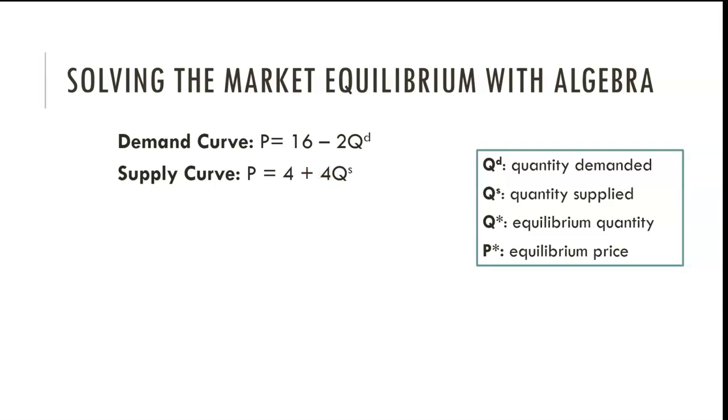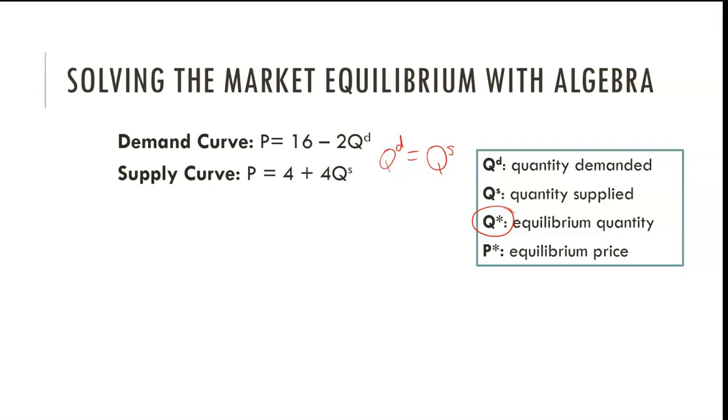At our equilibrium point, quantity demanded, QD, is equal to QS. So when we're solving for our market equilibrium, we're really looking for Q star, that one point where the quantity supplied and quantity demanded are equal.